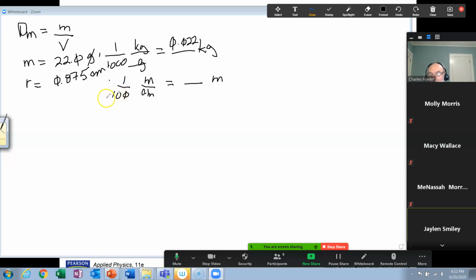Okay, so that means you're going to divide this number by 100, meaning you're going to move the decimal 2 more places to the left. So that's going to be 0.00875. That's how many meters it is. Okay, now that's a radius.